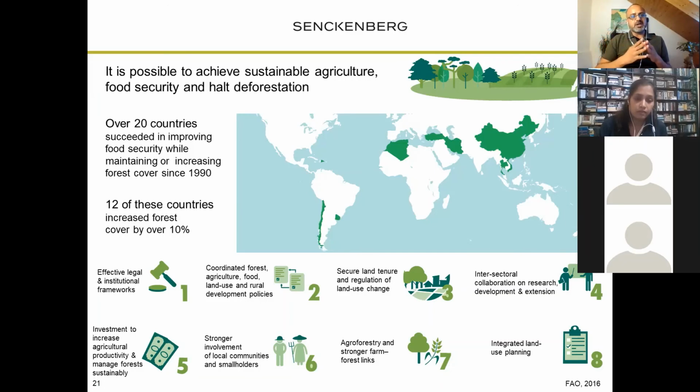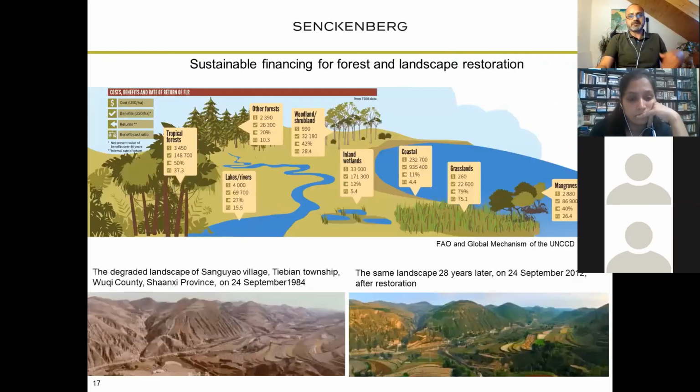So as you see, there were about 12 countries which were able to increase the forest cover by 10%. This is a big number, and this can be done if we try to collaborate with each other. We try to develop the capacity of the countries which do not have this technical knowledge and the research skills. So there should be more collaboration and interlinkages between the countries and societies.